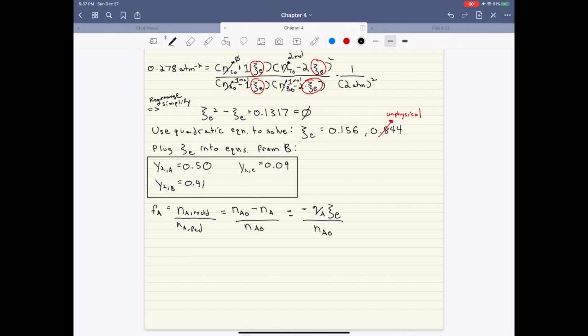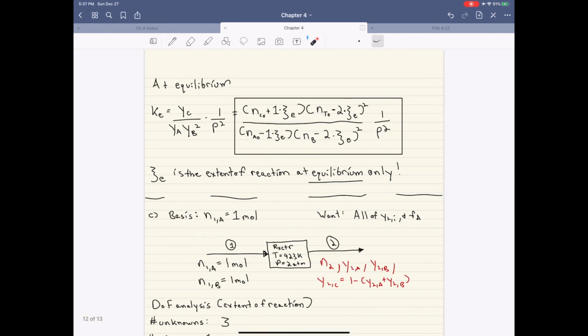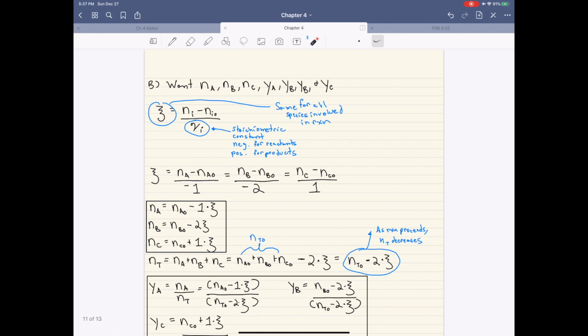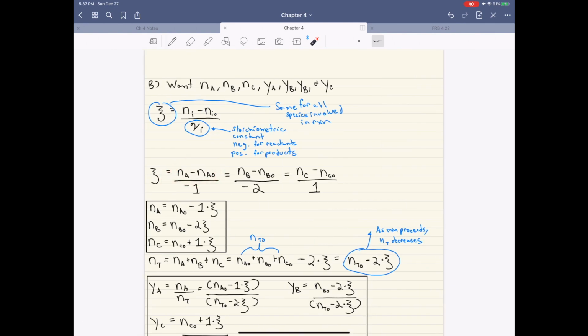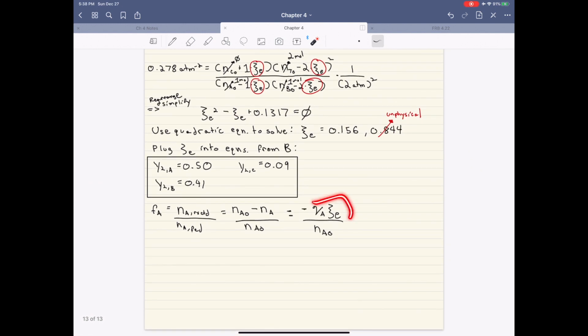Okay? Alright? But we could also rewrite this in terms of just the extent of reaction and the stoichiometric constant. Because this is actually going back to our definition of the extent of reaction. Right? So this is the number of moles of A that was fed. Or number of moles of A that reacted right there. So that's where this equation comes from. And we could plug in the values for A. Our new A is -1, and our basis is 1. And so in the end, actually, what we get is 0.156. Okay? And that's our fractional conversion of A.